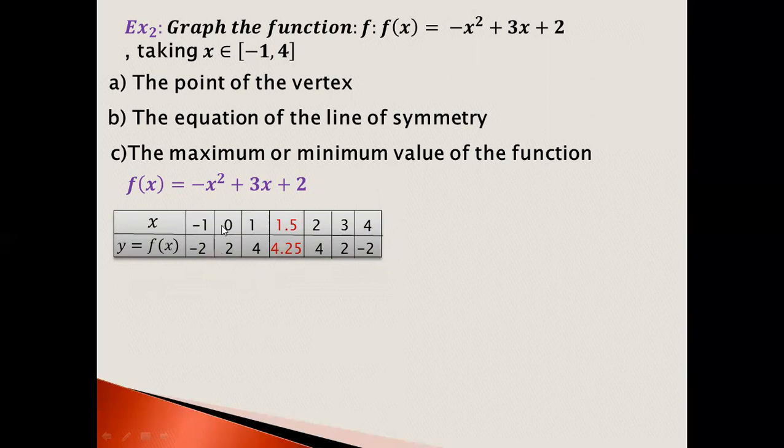The elements of the domain are the same elements in the interval, which starts from -1 and reaches 4. The first element, -1, we can find its image by using this function rule. If we replace the letter x by the number -1, its image is going to be -2. And the image of the element 0 is 2, the image of 1 is 4, the image of 2 is 4, the image of the element 3 is 2, the image of 4 is -2.